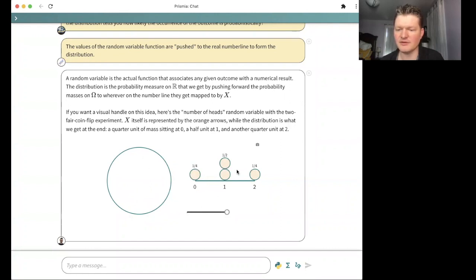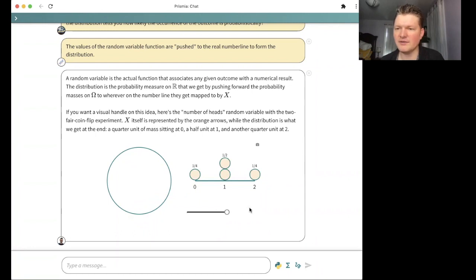So each one of these represents a quarter mass. And then we just see where it sits on the number line. At this point, I changed the mathlet up here to make this more clear relative to last time. Once we compute the distribution, we've forgotten completely about what went where. So we don't know that this quarter mass came from TT if we're just asking what's the distribution. All we know is a quarter mass here, a quarter mass there, and a half mass here. That's it. So that's our probability measure, which is the distribution of this random variable X.